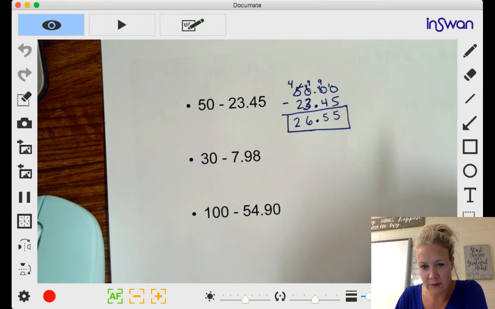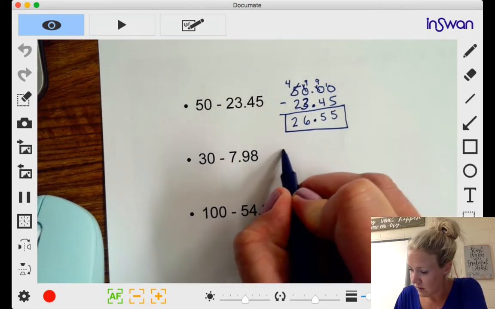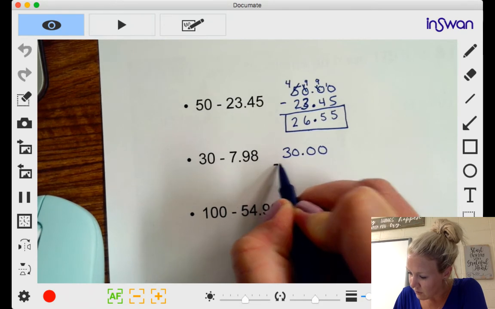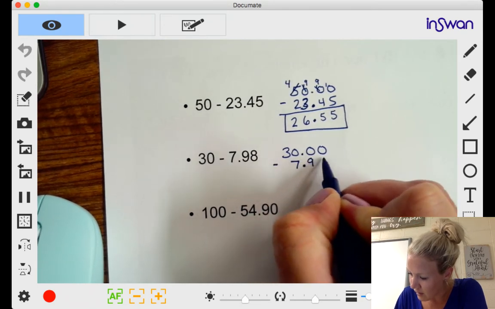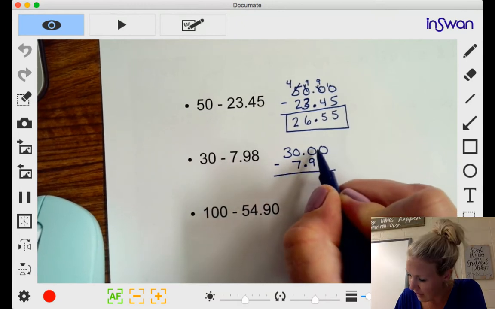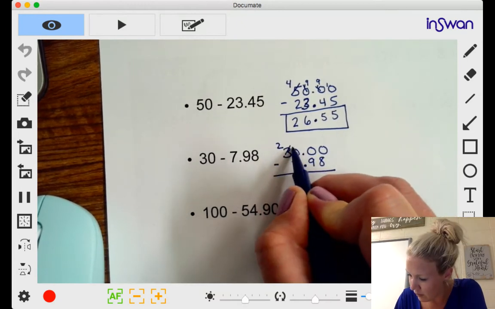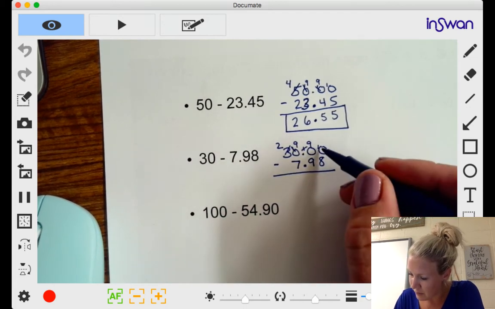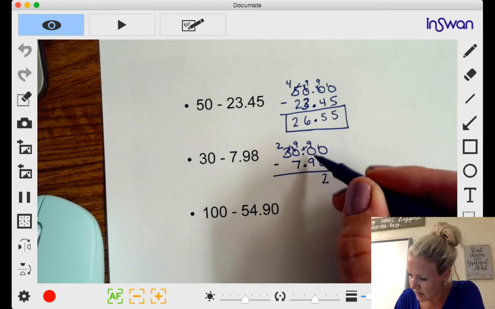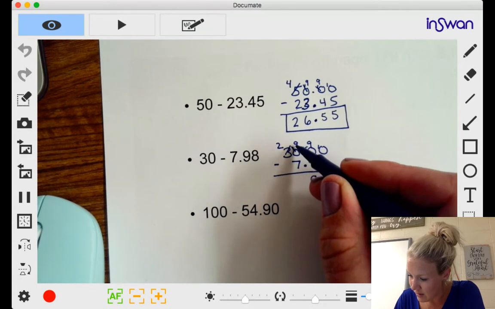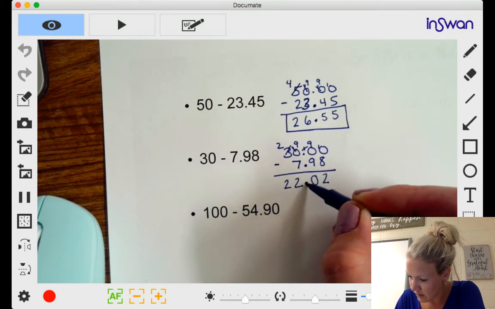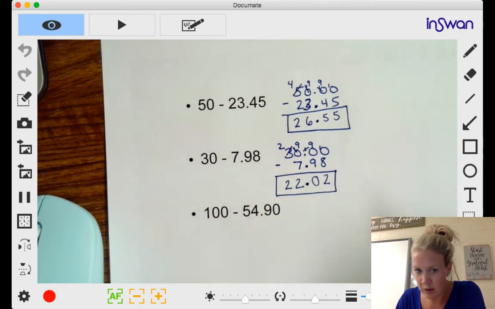I'm going to work out the next one, so if you wanted to pause and try it yourself, that would be the best way to go about this. 30 doesn't have a decimal. I'm going to add a decimal to it to make it 30.00 minus 7.98. I have to go all the way over and borrow. Now I can work out this problem. 10 take away 8 is 2. 9 take away 9, nothing left there. 9 take away 7 is 2. 2 take away nothing is 2. Drop my decimal. 22.02.